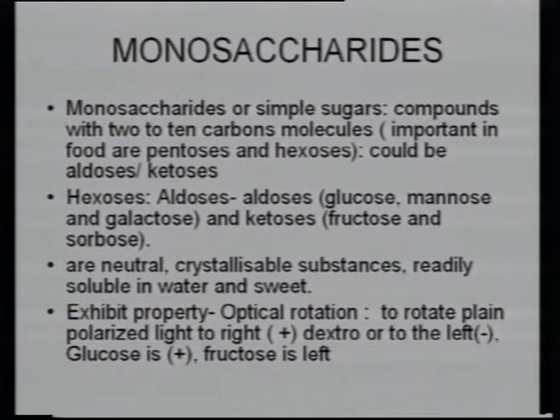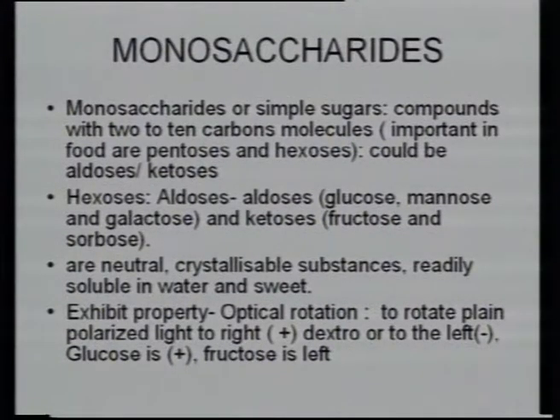Now they are further divided into three groups: monosaccharides, oligosaccharides, and polysaccharides. First, what are monosaccharides? Monosaccharides means simple sugars, and the carbon number varies between 2 to 10. Particularly in reference to our fruit and vegetable course, or in food, normally the carbon molecules are from 3 to 10, and more particularly pentoses and hexoses, that is, carbon numbers of 5 or 6 are the major ones.